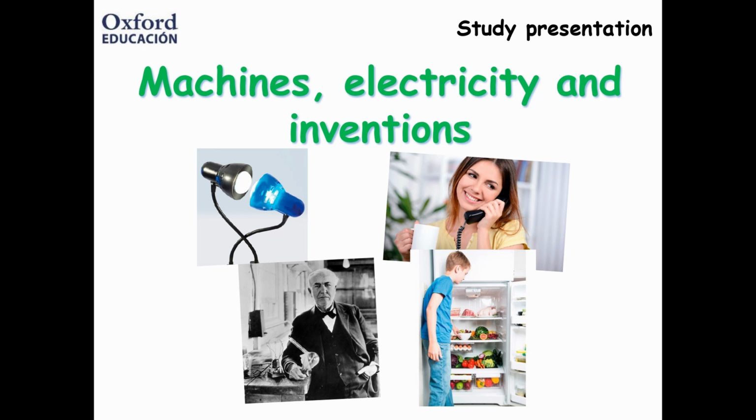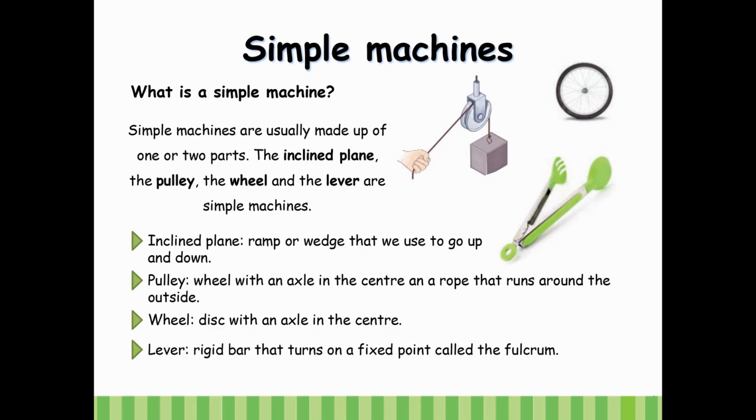Machines, electricity, and inventions. Simple machines. What is a simple machine? Simple machines are usually made up of one or two parts. The inclined plane, the pulley, the wheel, and the lever are simple machines.